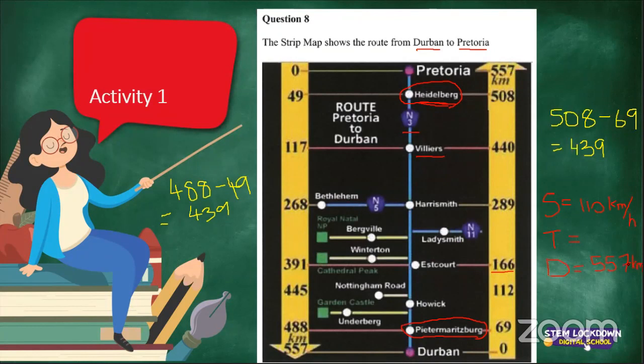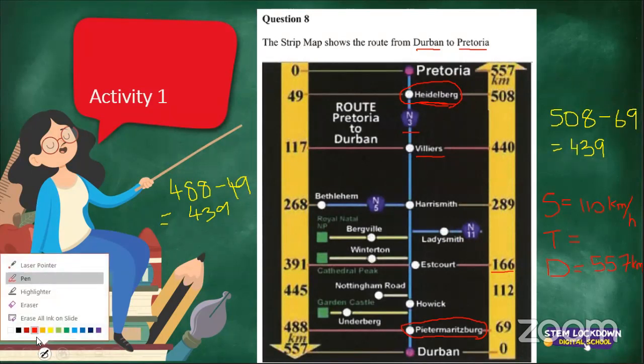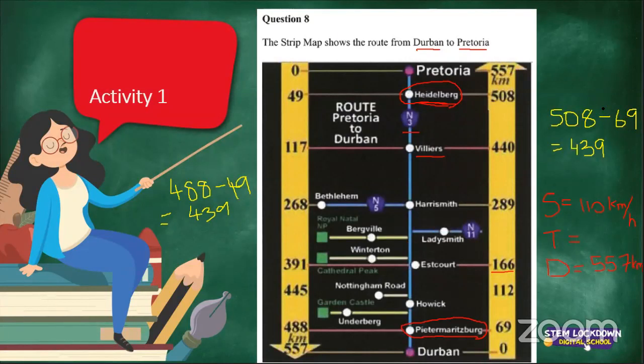So you have those two. I want to know my time given speed and distance. Let me also give you a formula, free of charge. S is for speed. Speed is equal to distance over time. So I want to know what is my time given distance and speed.